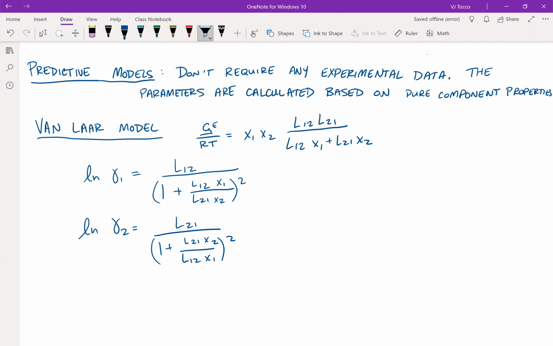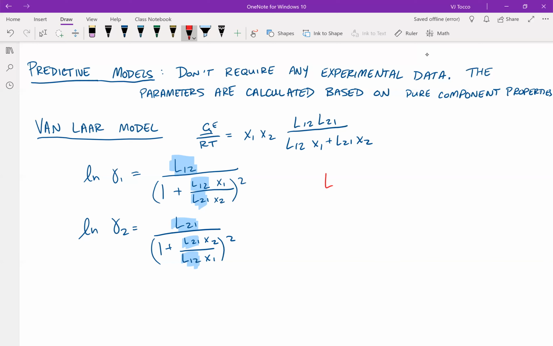Now, where the magic in the Van Laar model becoming predictive comes in is that instead of using experiments to obtain the values for these parameters, L12 and L21, these can be described by the van der Waals parameters. And both textbooks actually have some interesting historical knowledge that Van Laar was a PhD student of van der Waals. So I like to envision Van Laar and van der Waals in a lab meeting one day hashing this all out.